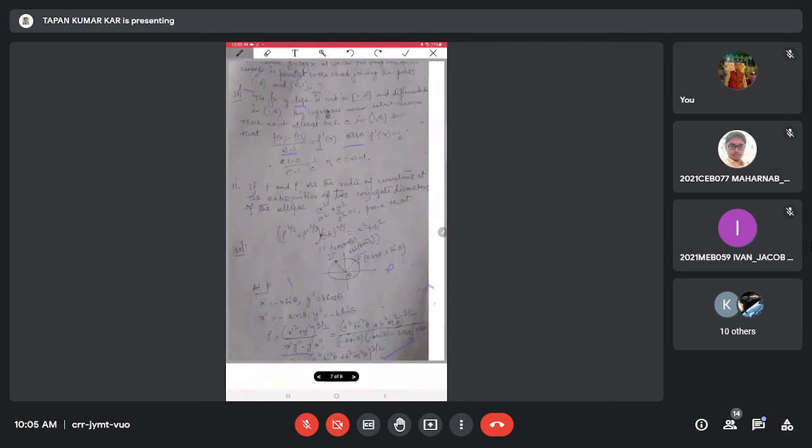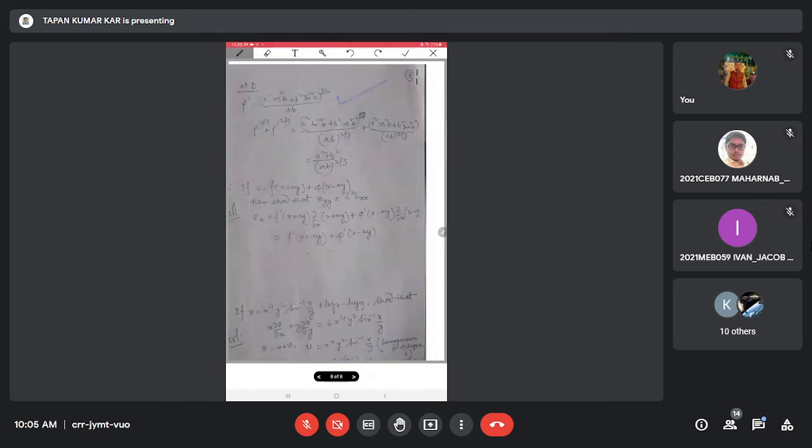Rho to the power 2 by 3 plus rho dash to the power 2 by 3 into ab to the power 2 by 3 equal to a square plus b square. So first add here rho to the power 2 by 3, and next rho dash to the power 2 by 3, add this.